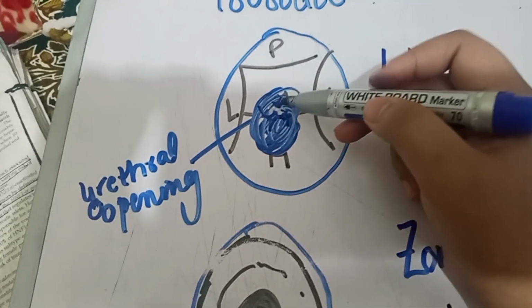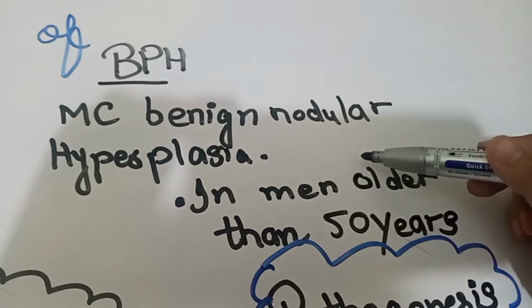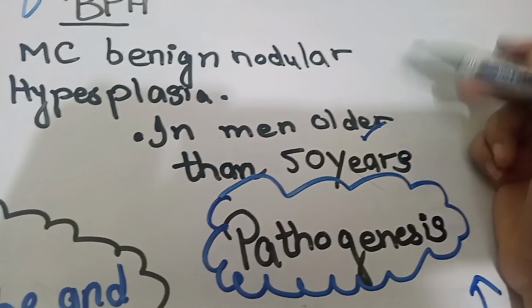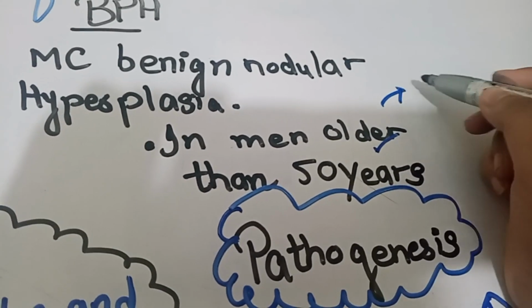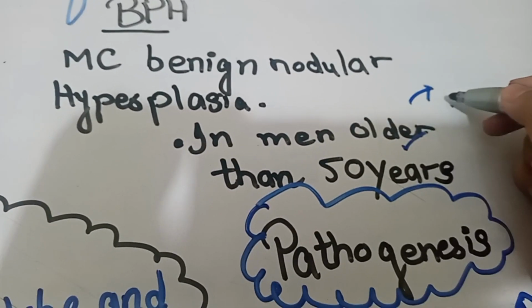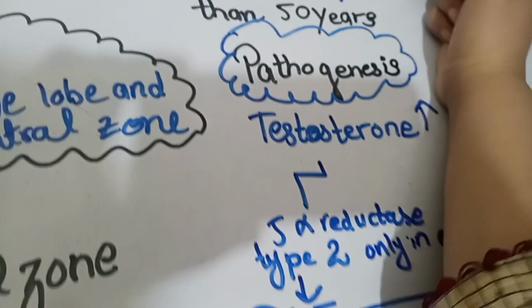Now let us discuss BPH. BPH is the most common benign nodular hyperplasia. It occurs in men older than 50 years of age, and the man complains of dribbling of the urine, and he complains that his urine is not completely voiding off.